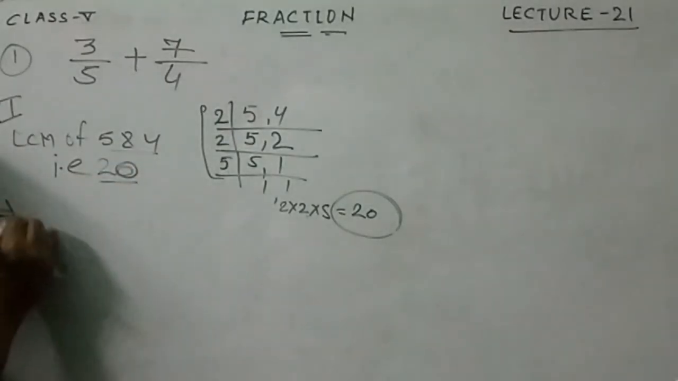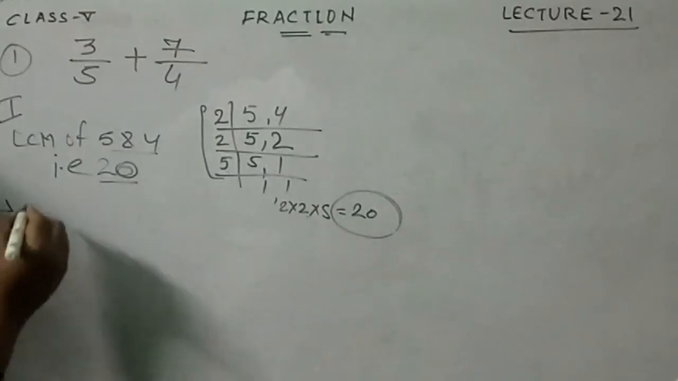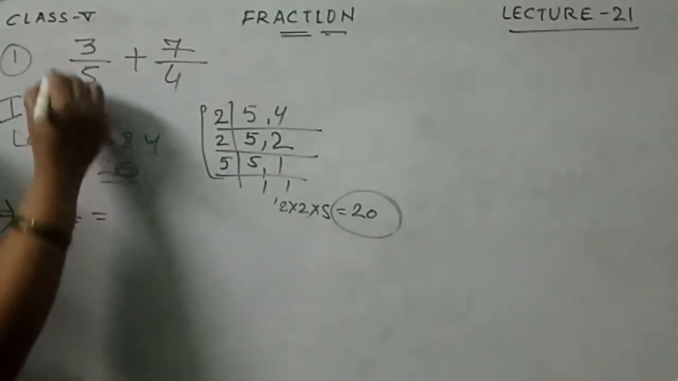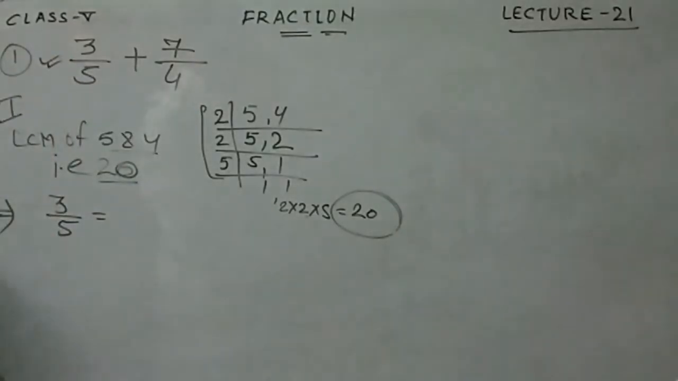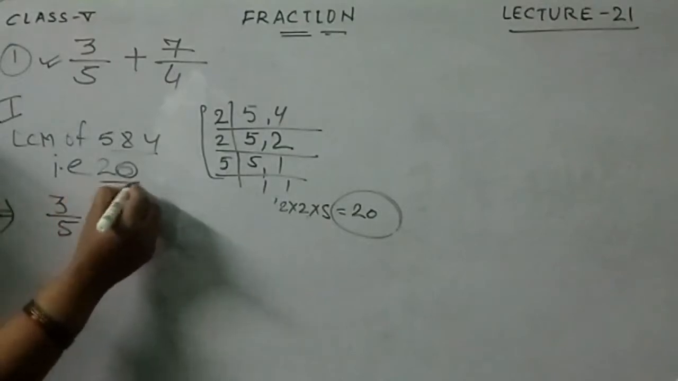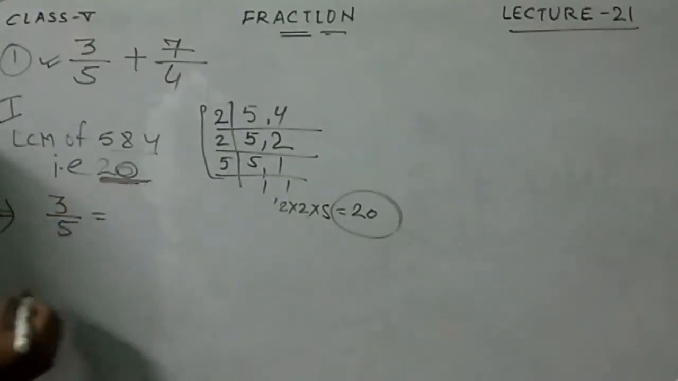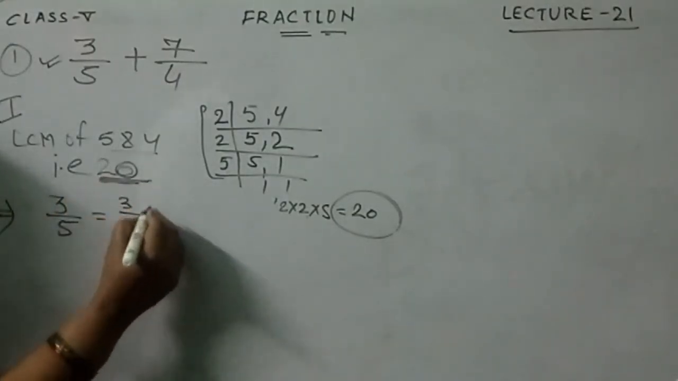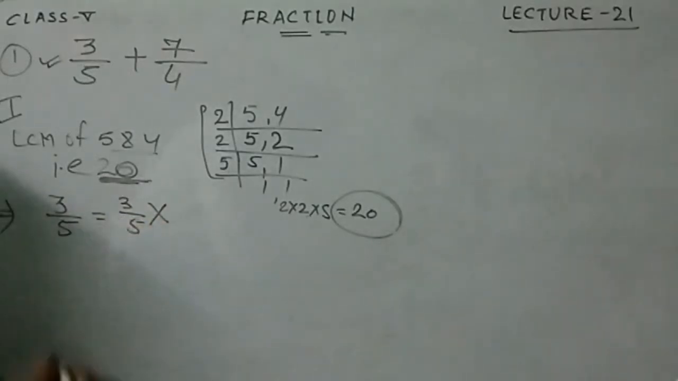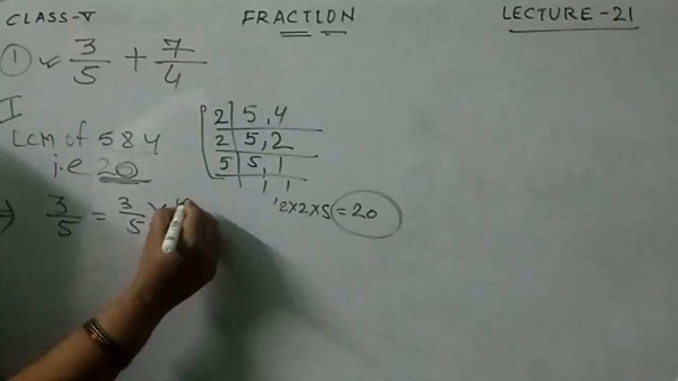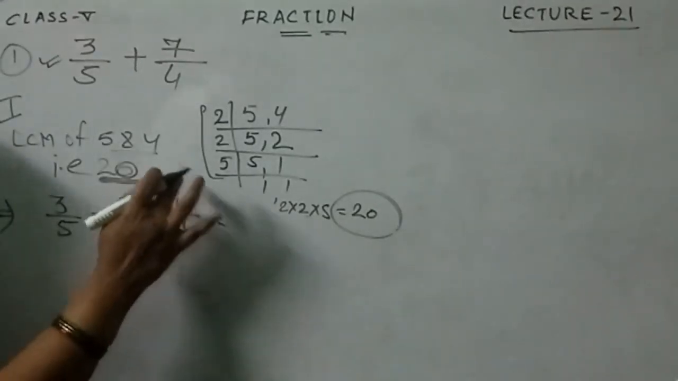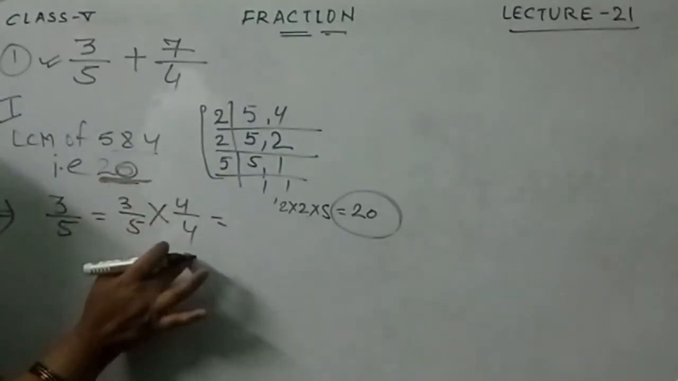What do we have to do? The first fraction is 3 by 5. In the down we have to make it 20. So in 3 by 5, what number do you multiply with 5 so that it will be 20? 5 4s are 20. So 4 by 4. We have to multiply the upper number also and the down number also.